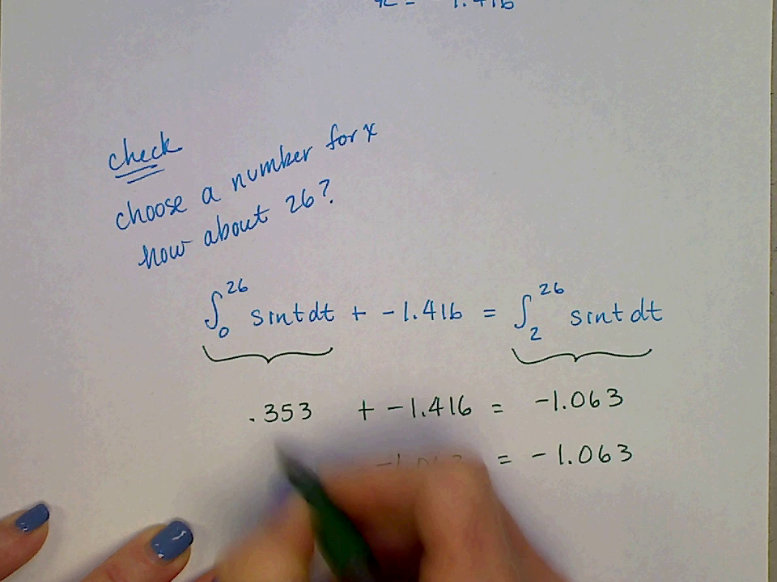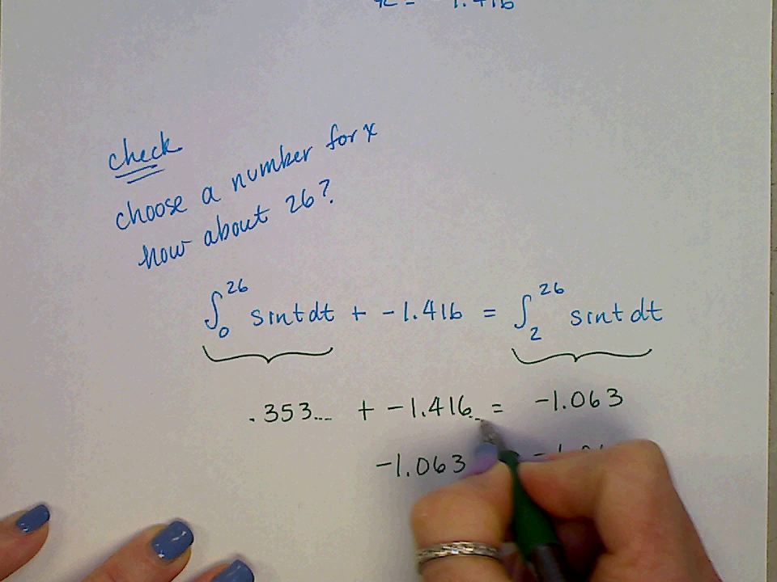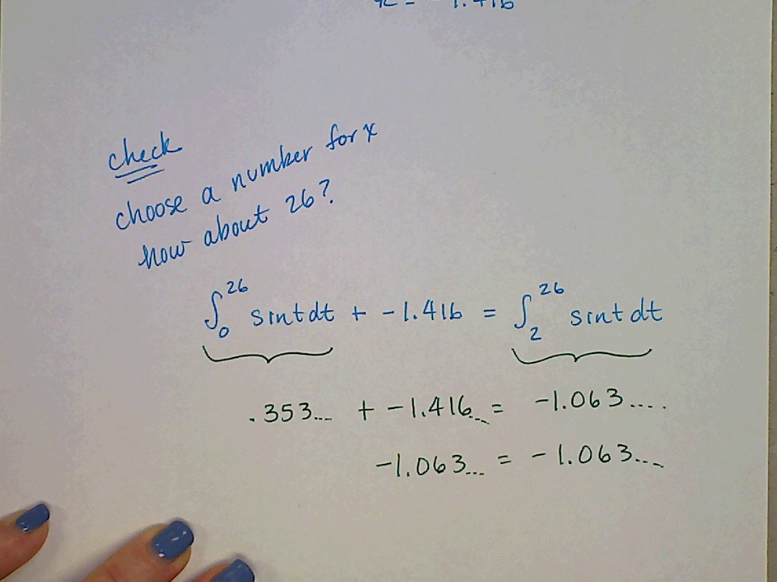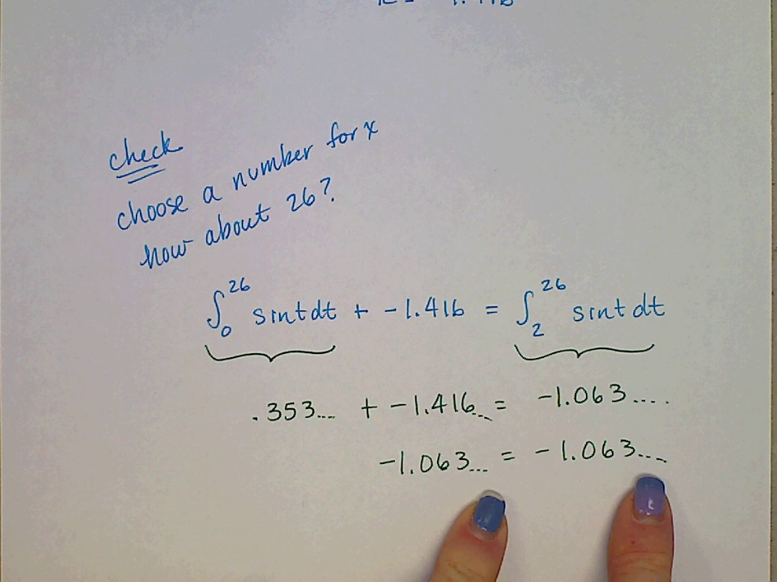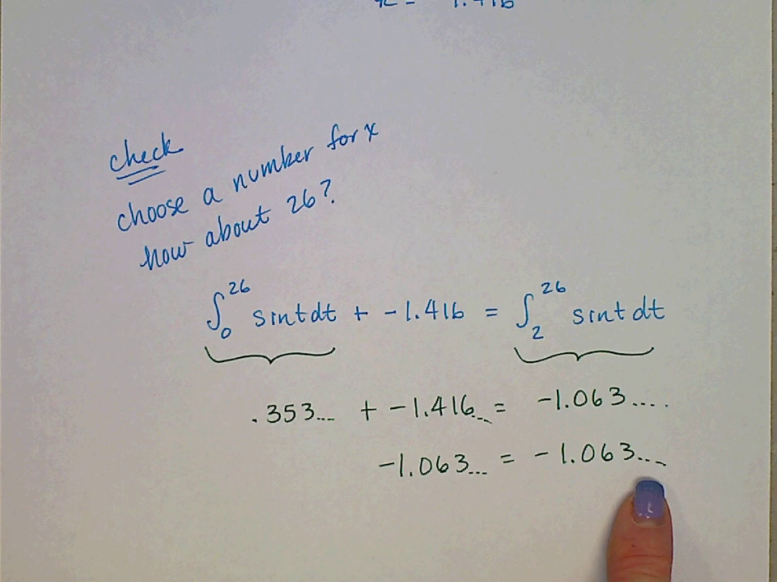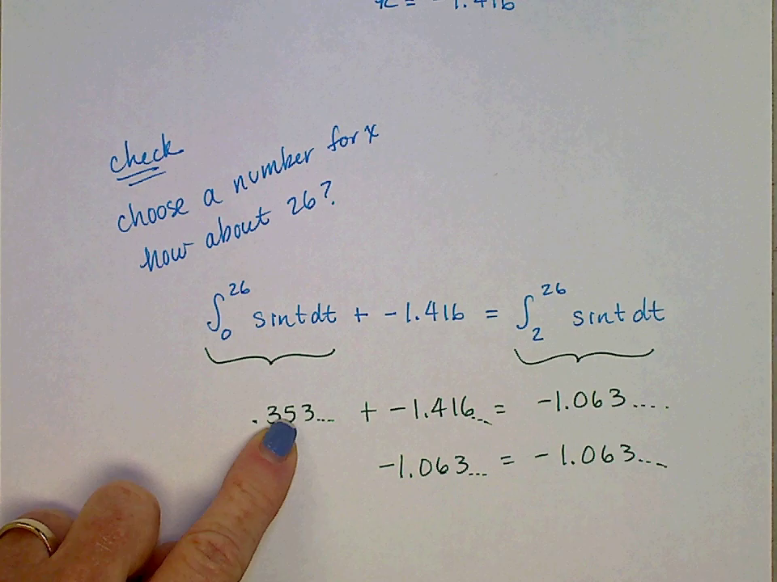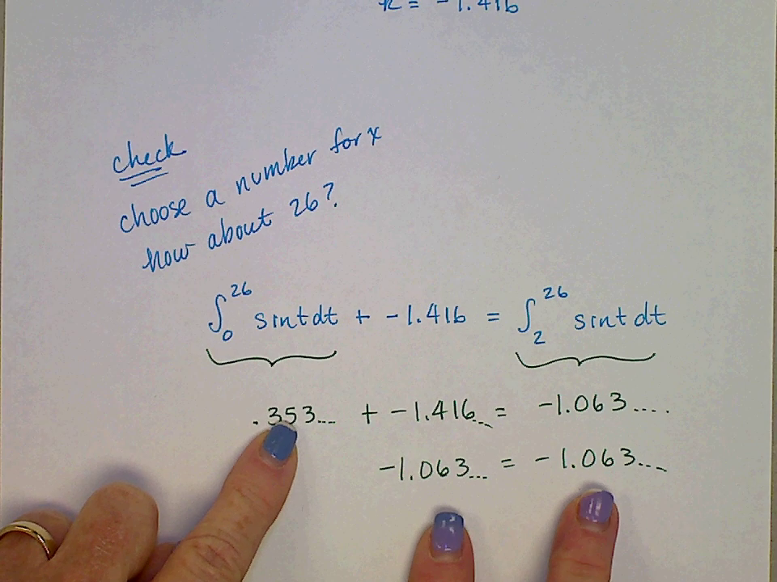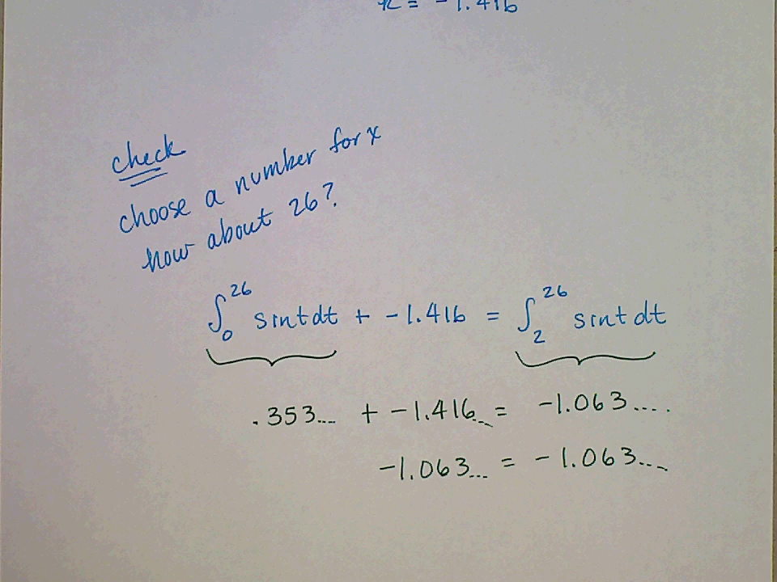Now keep in mind, these are not exact answers. These are some big, long, hairy decimals here. And if you use those big, long, hairy decimals, then everything should match exactly. If you don't use the entire decimal, then you're rounding off in the middle, then these two values here will just be very close to each other as opposed to exactly equal.